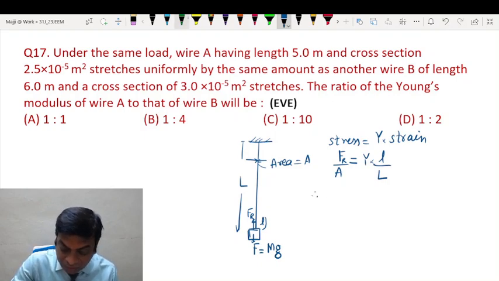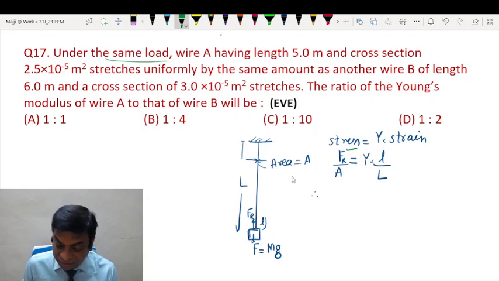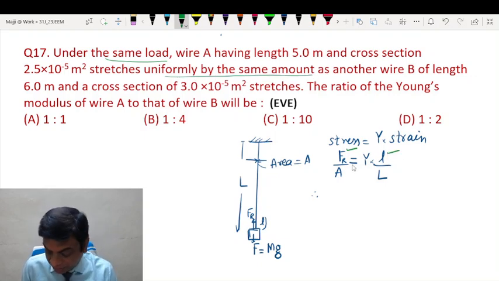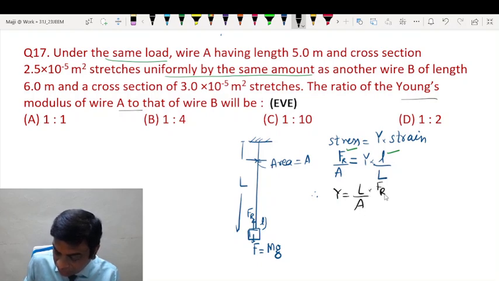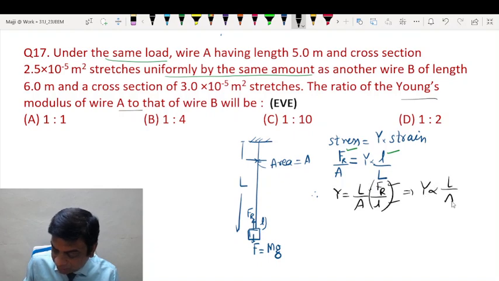Now let us see what all things are constant. Under the same load, in both the cases, load is the same. Then stretches uniformly by the same amount, that means change in length is also the same. So now we have to find the ratio of Young's modulus. Here I can write Y as L by A into restoring force by increase in length. Since these two are constants, I can write Y is proportional to L by A.